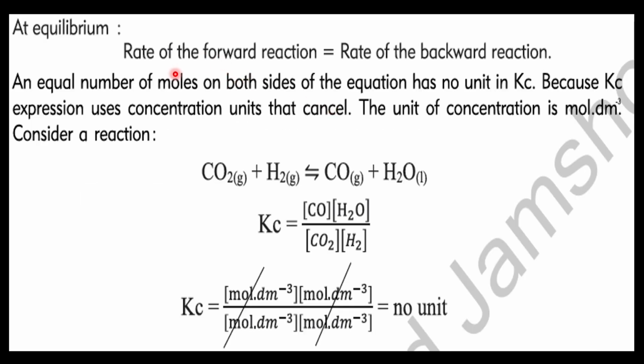So at equilibrium, the rate of forward reaction equals the rate of backward reaction. An equal number of moles on both sides of the equation means no unit for Kc. If the number of moles of the reactants is equal to the number of moles of product, then there will be no unit of Kc. Look over here: 1 mole carbon dioxide and 1 mole hydrogen, so 2 moles of reactants give 2 moles of products, 1 mole of carbon monoxide and 1 mole of water. So 2 moles on the reactant side and 2 moles on the product side.